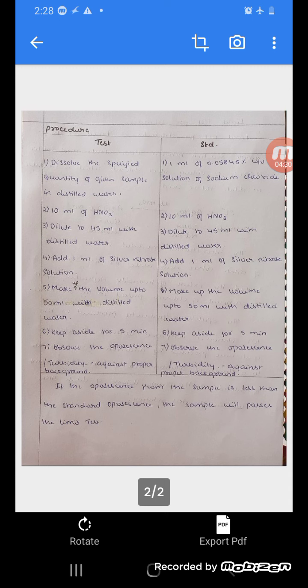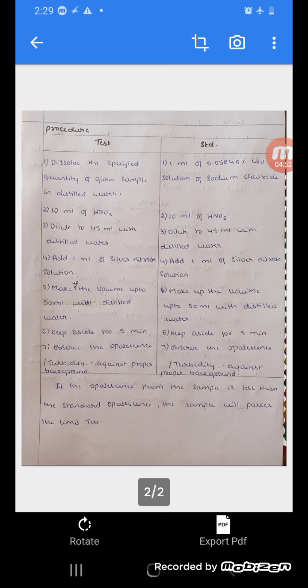Coming to role of the reagent, dilute nitric acid is used to prevent the precipitation of other acid radicals with the silver nitrate, and one more reason is to make the medium acidic.